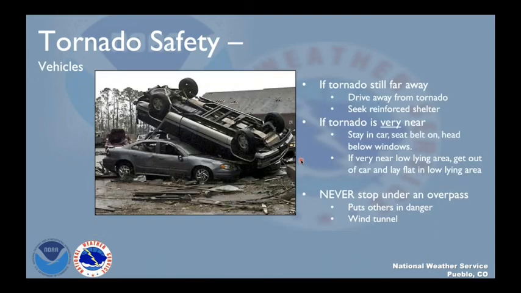Now, if you're in a vehicle, if the tornado is far away, there's no reason you can't just drive away from it, right? And seek reinforced shelter. That's probably the safest thing.